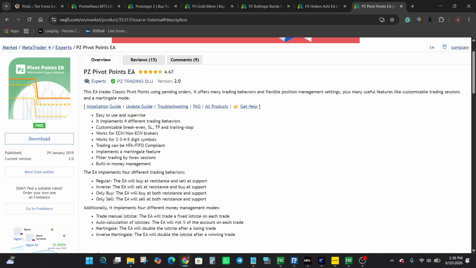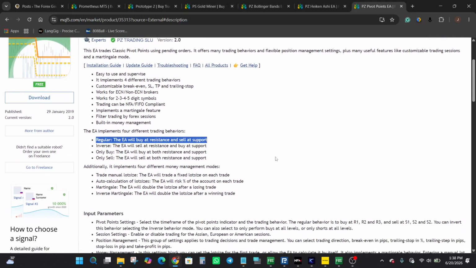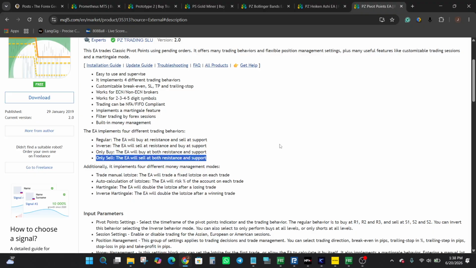Moving into the core logic section, the EA uses pivot levels as its main reference for trade placement. According to the description, in its regular mode, it will buy around resistance levels and sell around support levels using predefined pivot zones. Now, there is also an inverse mode that flips this logic, along with more directional modes like buy only and sell only, depending on how you want exposure to the market.